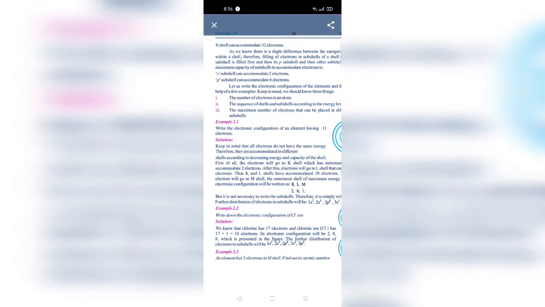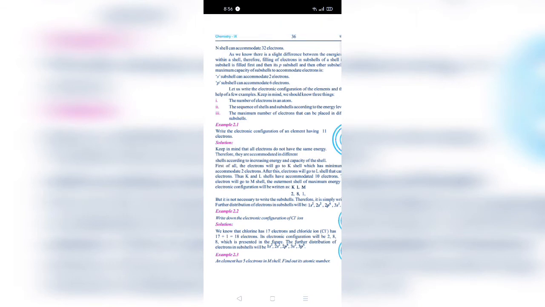And the rule when we write the electronic configuration: we should remember 3 things for any element. First of all, the number of electrons in an atom; then the sequence of shells and subshells according to energy levels, for example we place electrons in the lowest energy shells first, then subshells, and then the higher energy levels; and the maximum number of electrons that can be placed in different shells and subshells.